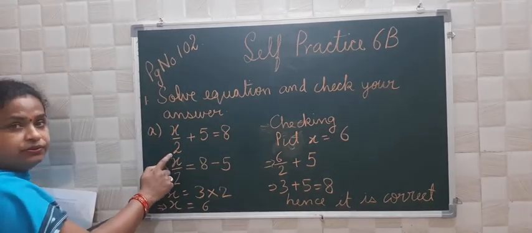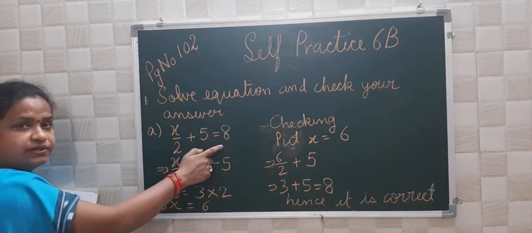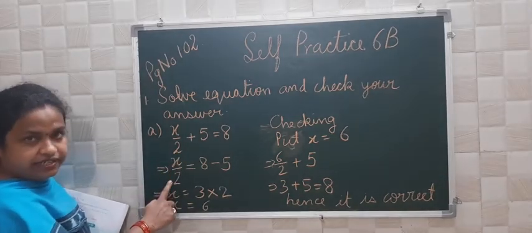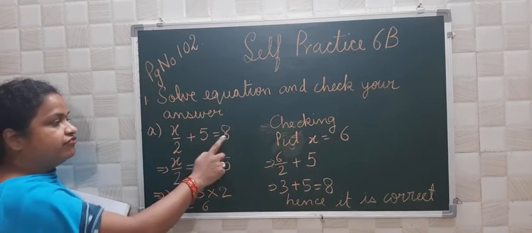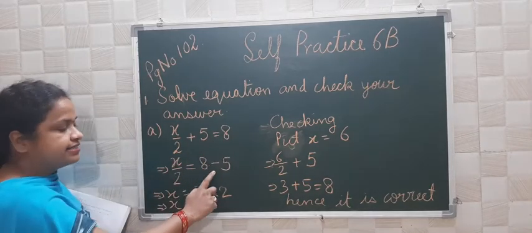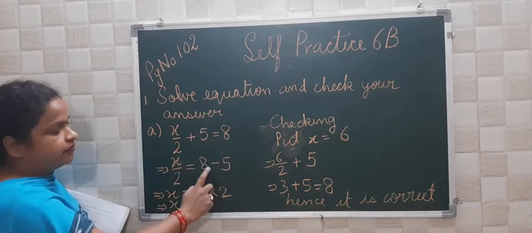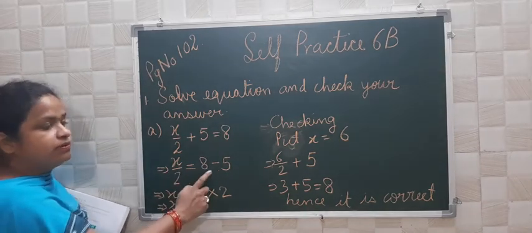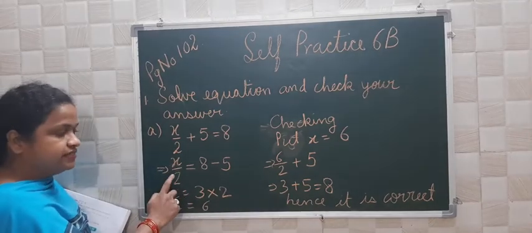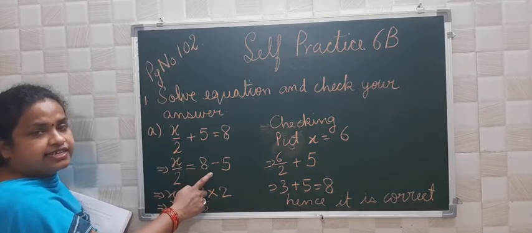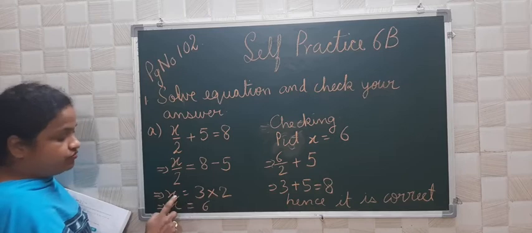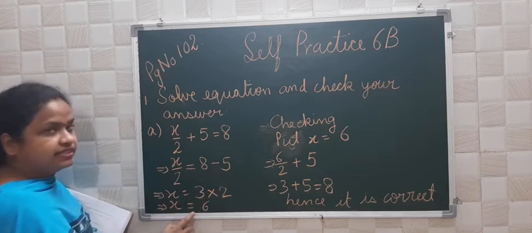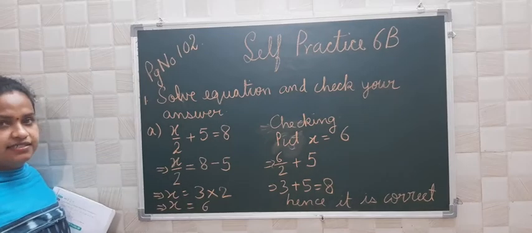So x by 2 plus 5 is equal to 8. As we were doing previously, x by 2 will remain here and this 5 will go to the right hand side and the sign will become minus. So 8 minus 5, it is 3. And this 2 will be multiplied here because here it is in division. So when it goes to the right hand side, it will be multiplied. So what you will get, x is equal to 3 into 2, and that will be equal to 6. Correct?